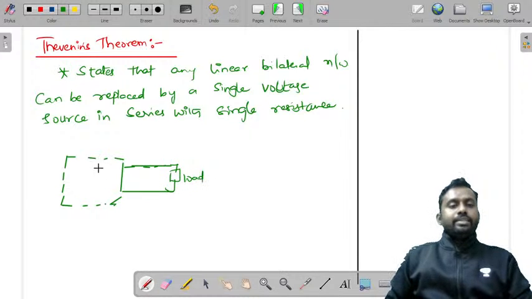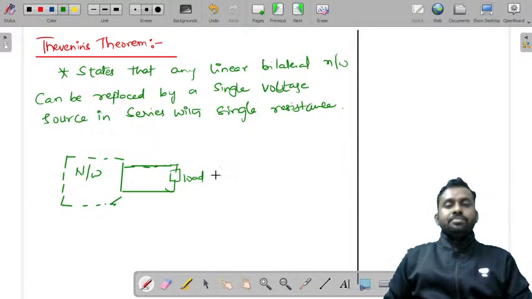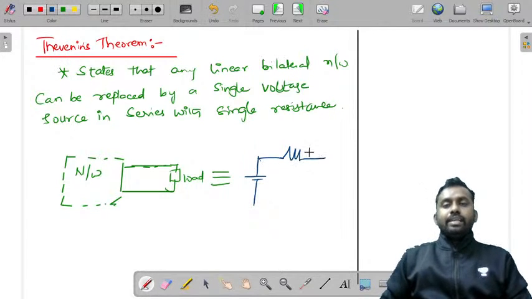This is the load and this is some linear bilateral network. You can replace it by a single voltage source in series with a single resistance. Any network which has some active and passive elements can be replaced by a single voltage source in series with a single resistance which is connected to a load again.